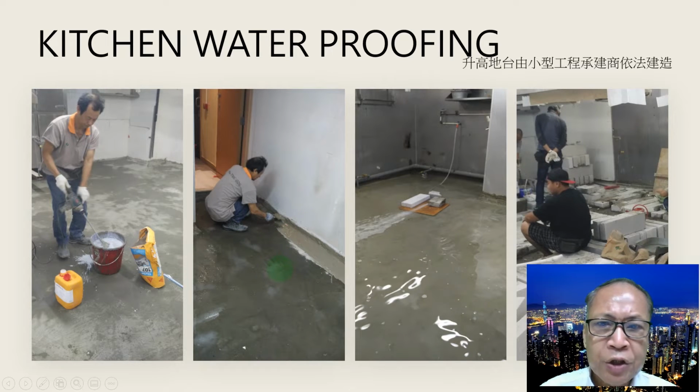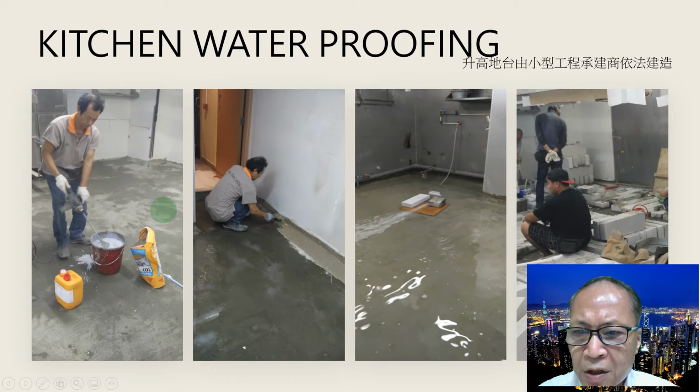Now you see this, kitchen waterproofing. In Hong Kong, waterproofing is not mandatory by the authority, but in most cases it is essential work, because sometimes the water penetrates through the floor to the tenant on the floor below. You see the mixing of the waterproofing compound, and you push the compound onto the floor like so. And then this is the water testing: flush the floor with water.